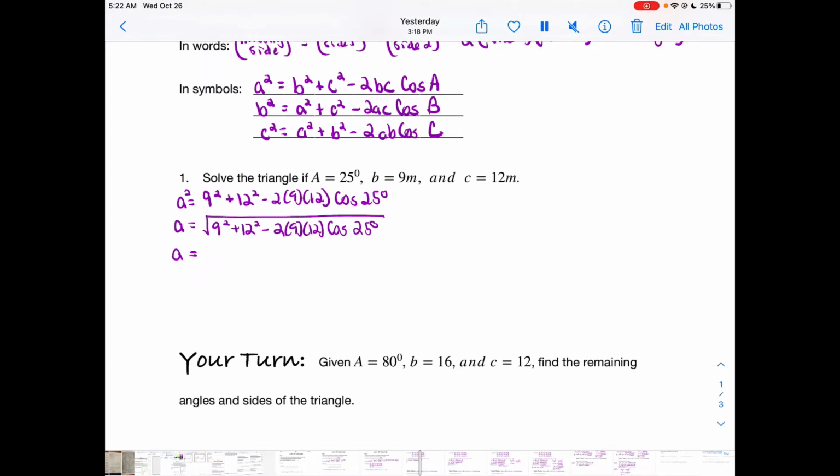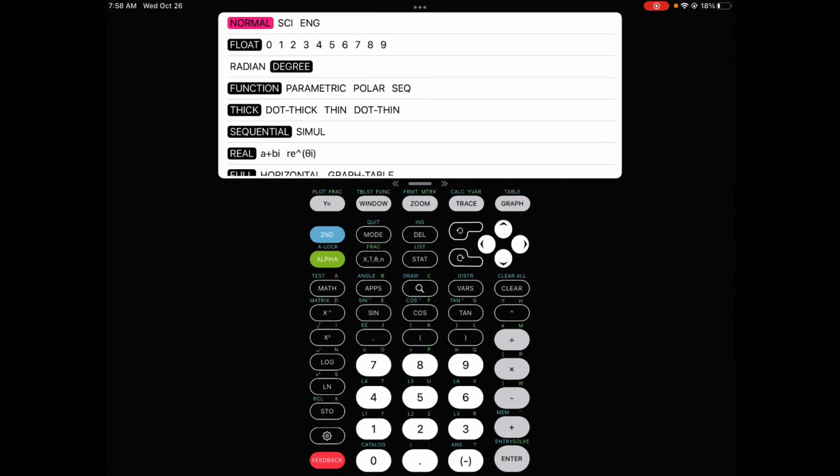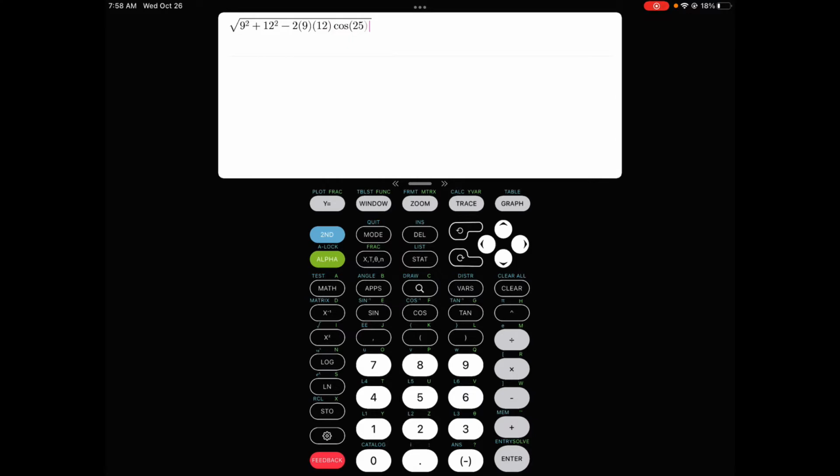Okay, so I'm going to calculate A in my calculator. So I'm going to do square root of 9 squared plus 12 squared minus 2 times 9 times 12 times the cosine of 25. Now, don't forget to make sure that you are in degree mode. So I'm going to check my mode. I go to my mode and I am in degrees. Degrees are highlighted so I can quit. And then push enter. And I get 5.41, which is what I'm going to write down as my answer rounded to 2 decimal places.